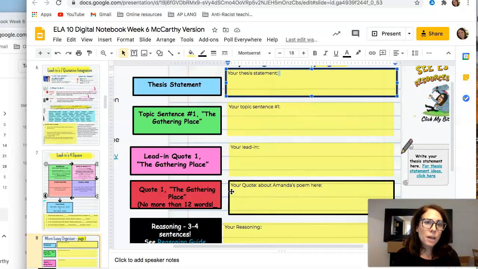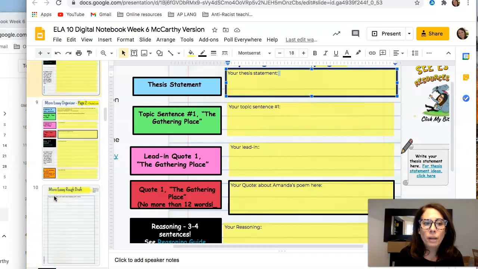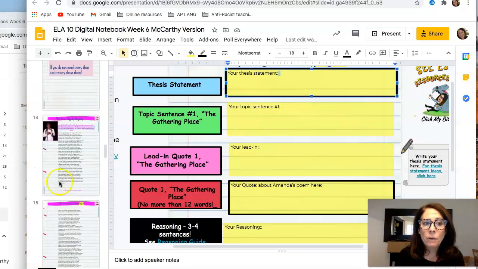So here's how our essay is structured. It is called a micro essay, which means, like microbiology, on a very small detailed scale. And it's 2 paragraphs. Instead of an introduction, we're not going to do a whole introduction. We're just going to do a thesis statement. And in the same paragraph, we're going to talk about our first text. And our first text is Amanda Gorman, the poet, her poem called The Gathering Place.